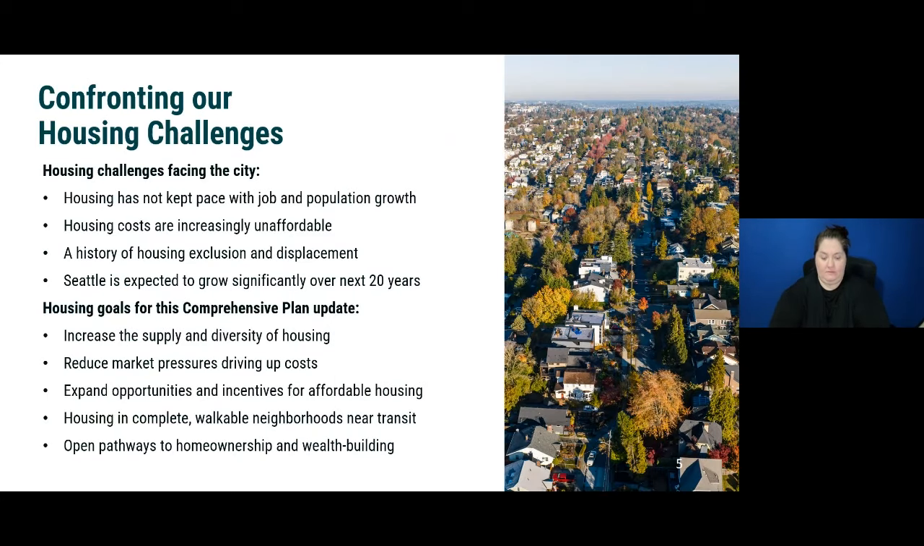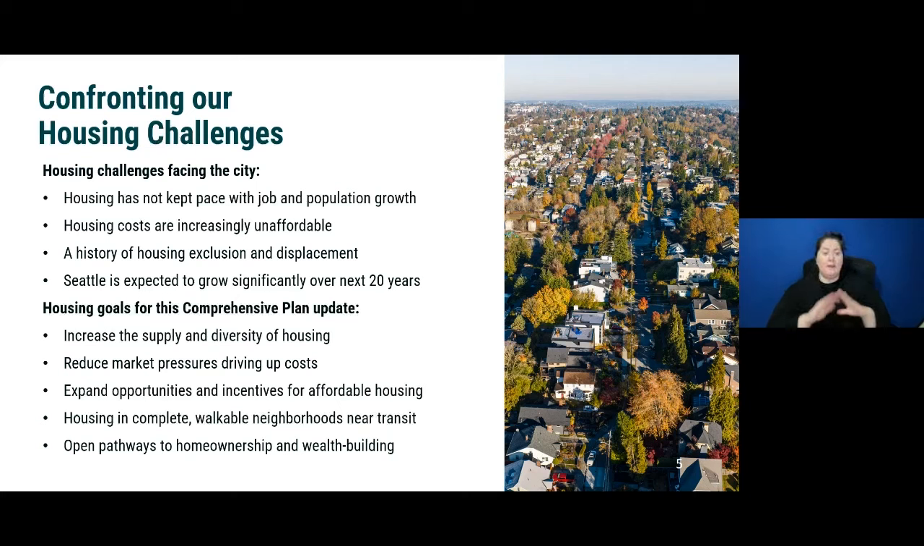There are many challenges facing the city as we do this major update. First and foremost among those is confronting our housing crisis, the difficulty that many people find in finding housing that meets their needs and that is affordable. We have not, over the past decade and more, kept up with the pace of job and population growth in the new housing that's been built, even though the city has added a considerable amount of housing in recent years. We know that there's more to do looking toward the next 20 years.